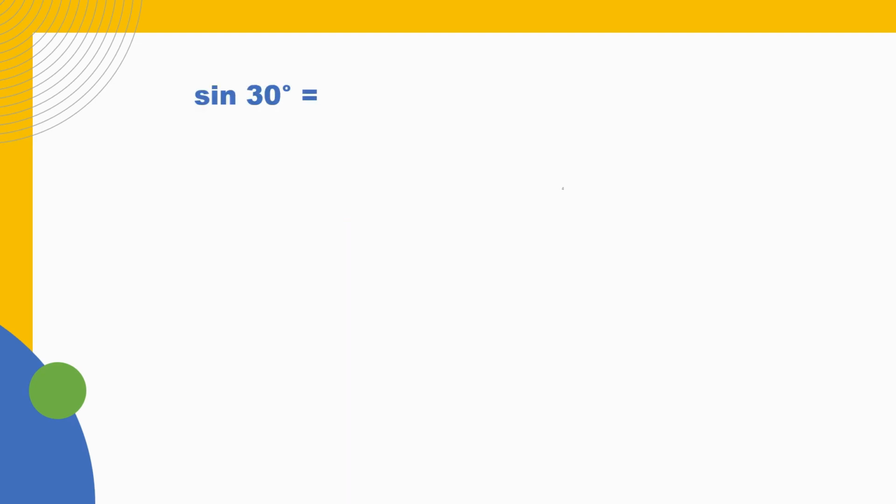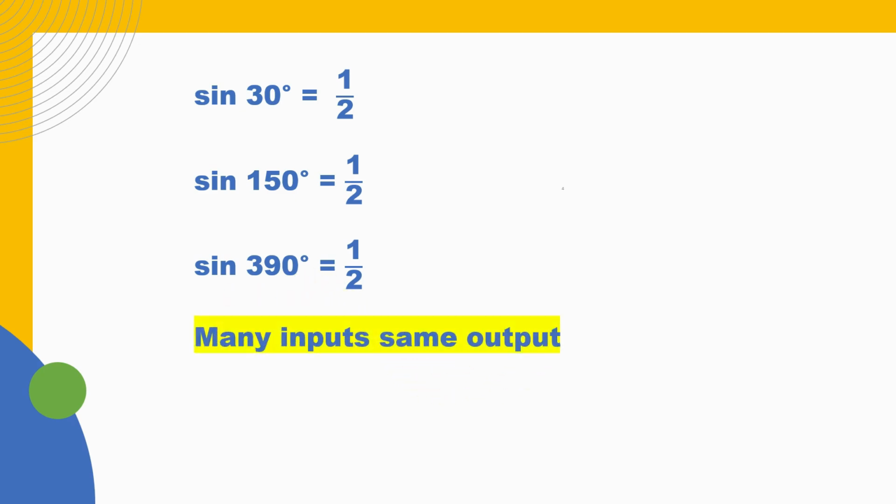Let's look at sine. Sine 30 degrees equals 1/2. But wait, sine 150 degree is also 1/2. And if you keep adding complete revolutions, you will find infinitely many angles whose sine is 1/2. Now think carefully. If I ask for sine inverse of 1/2, which angle should I get back? 30 degrees, 150 degrees, 390 degrees. Mathematics hates ambiguity. An inverse function must return one unique answer. That's where the trouble begins.